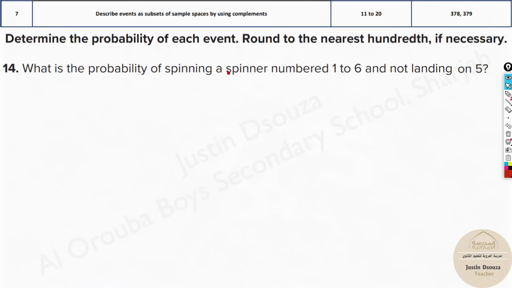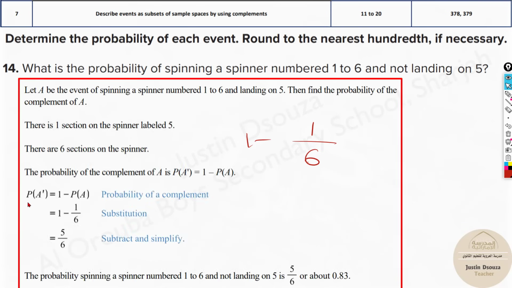Here they have asked us to find the probability of spinning a spinner numbered from 1 to 6 and not landing on 5. So there are 6 total possibilities. We don't want it to land on 5. So what is the probability of landing on 5? It's only 1 out of 6 because 5 is just a single number. So 1 minus 1 by 6. That will be the answer. You can write the formula. That's probability of complement A equals 1 minus probability of A.